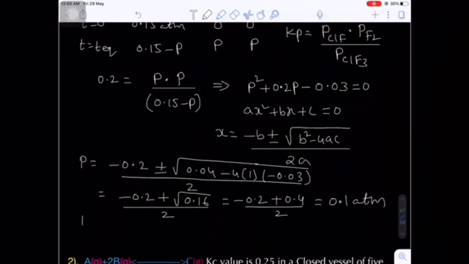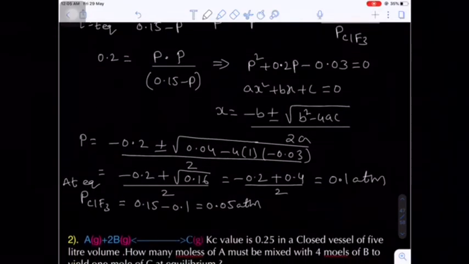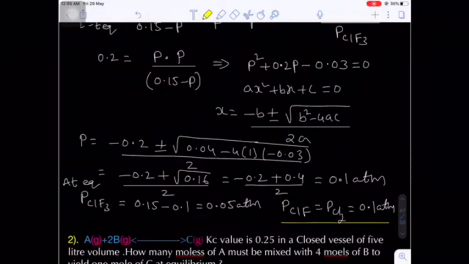Now the final answer: what is the equilibrium pressure of ClF3 at equilibrium? That is 0.15 minus 0.1, that is 0.05 atm. Now the partial pressure of ClF and F2 are both P, so directly I am writing the partial pressure of ClF equals the partial pressure of F2, which is P atm, that is 0.1 atm. So these are the equilibrium pressures of all the species.